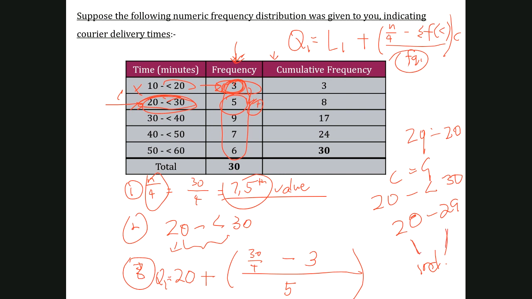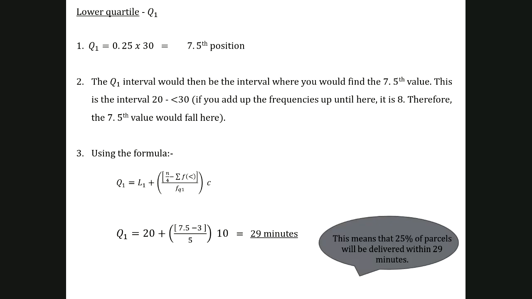So you need to, and this is why I stressed in the previous session, you need to physically count on your fingers. 20, 21, 22, 23, 24, 25, 26, 27, 28, 29. That gives you a C value of 10, since it's including both the value of 20 and the 29. So now you have all of the values that are going into your formula, and so your Q1 is 29 minutes. Okay, so this is Q1.